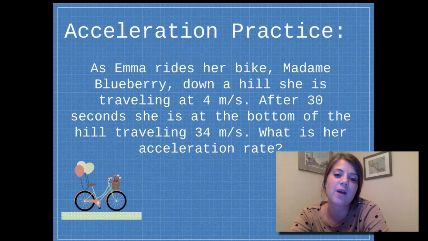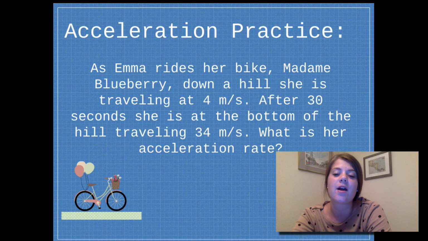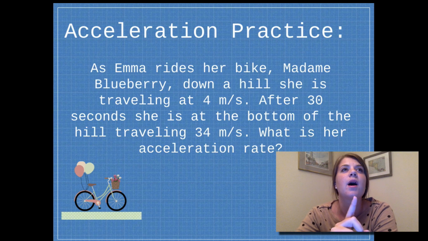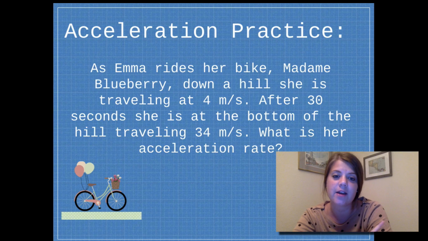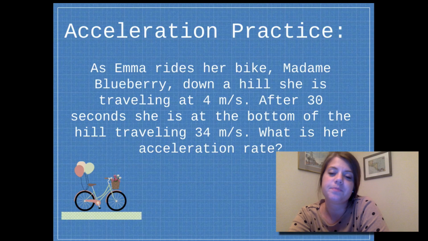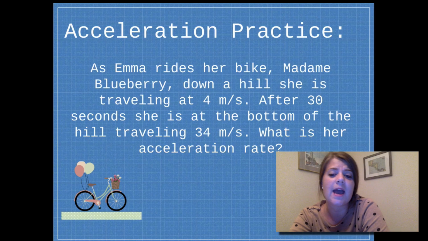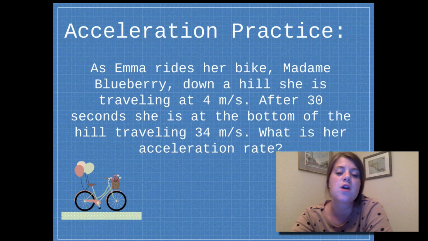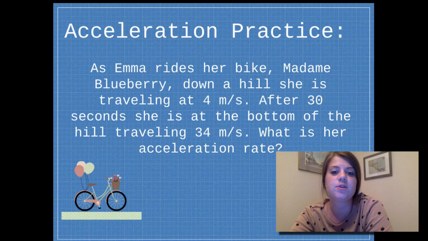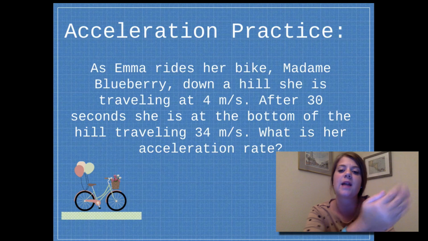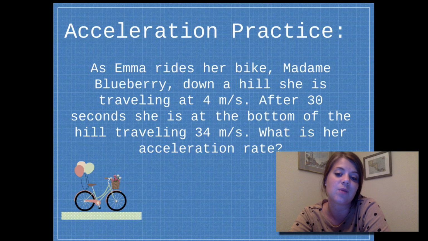Some quick questions I do want to ask you. If you are riding a car around a track, so a circular motion, and you're going a constant speed, yet you go into your first turn, are you accelerating? Yes, right? Because we changed our direction. So if we turn to the left, we are changing our direction, which means that we are accelerating.